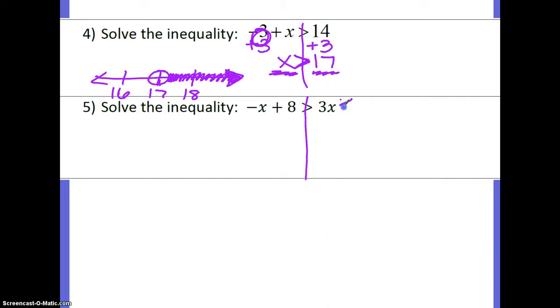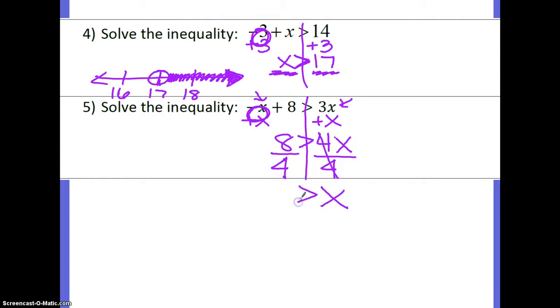Oh, this one, we've got x's here, x is here. The first thing we need to do is get x's on the same side. So a negative x, to move that over, I'm going to plus x, 0, 8. Bring down the sign. 3x plus 1x is 4x. Get rid of the 4 and I divide it out. It's not a negative, therefore I'm not changing my sign. I bring it down. 8 divided by 4 is 2.